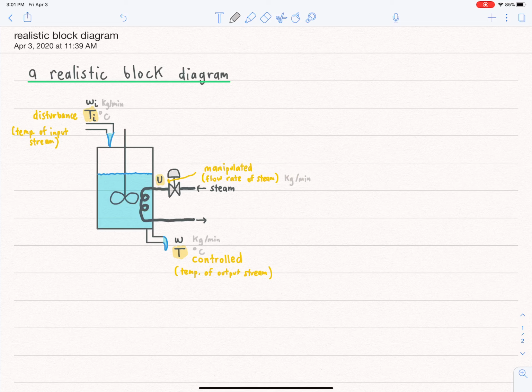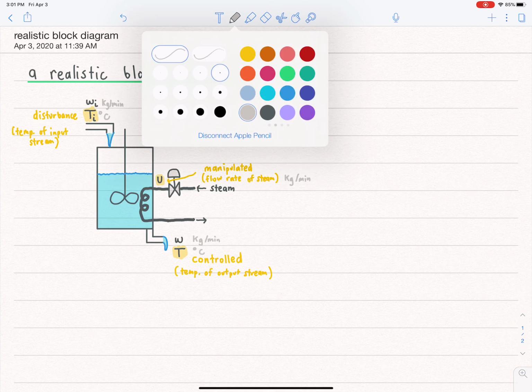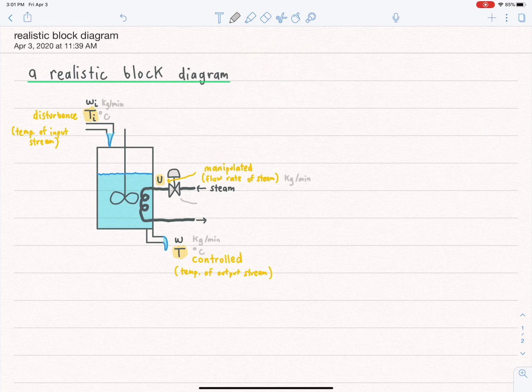And you can imagine if the temperature, T, is too high, then what you would do is close the control valve in order to decrease U, our manipulated variable, which is the flow rate of steam. So I'll also write this is the control valve, the control element. Control element, or the control valve. Element is less specific.